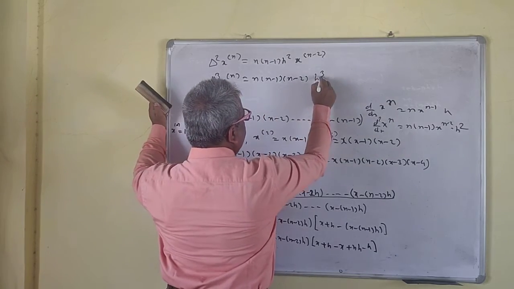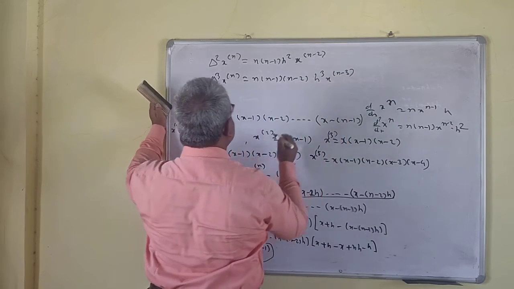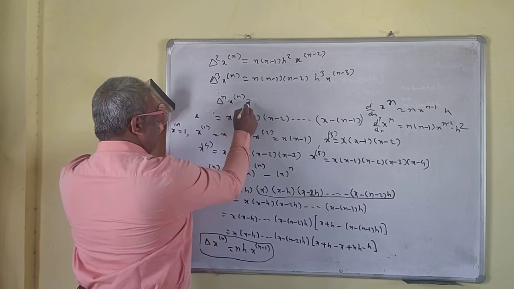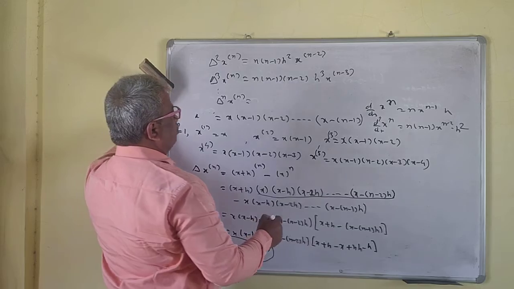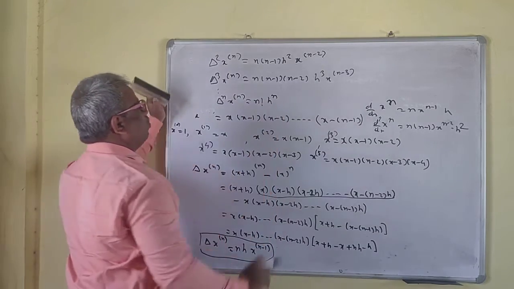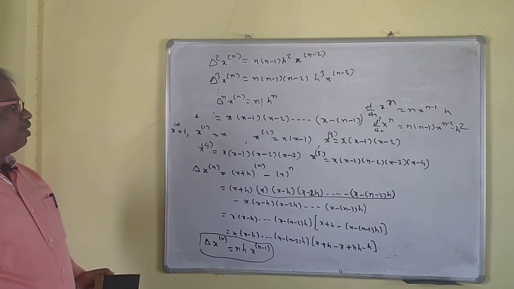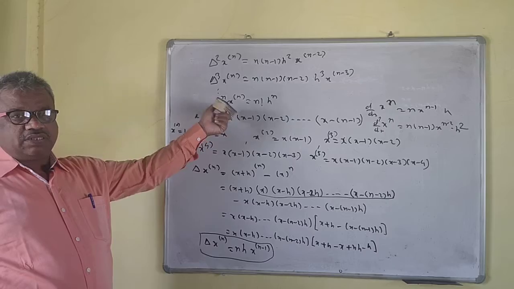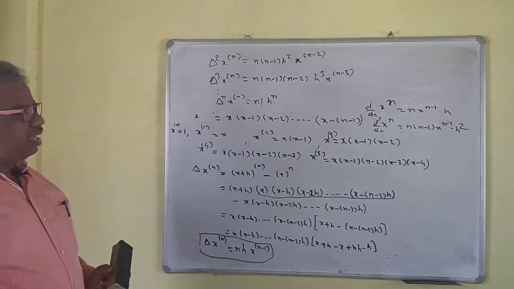Okay. So h cube x to the power n minus 3 ... x to the power n is similar only. So what is this? This is n factorial h to the power n only. Because this is the degree n. So the nth difference will be the constant, and n plus 1.